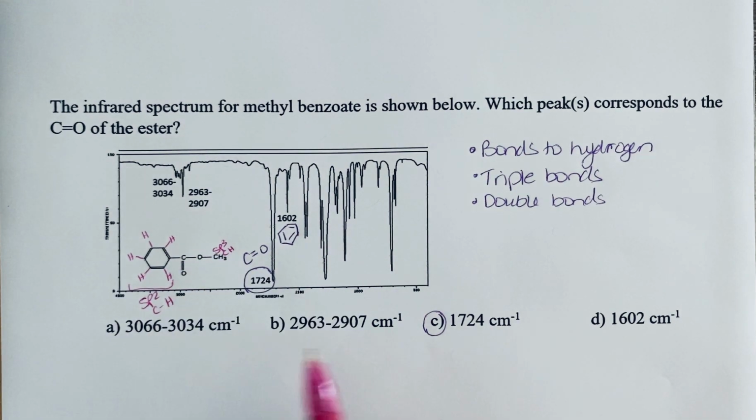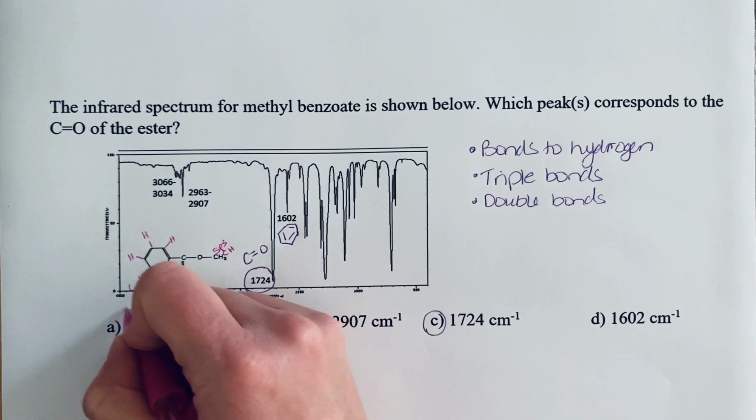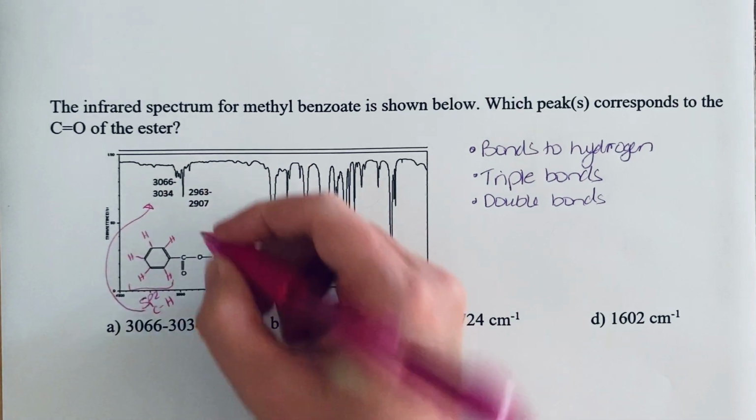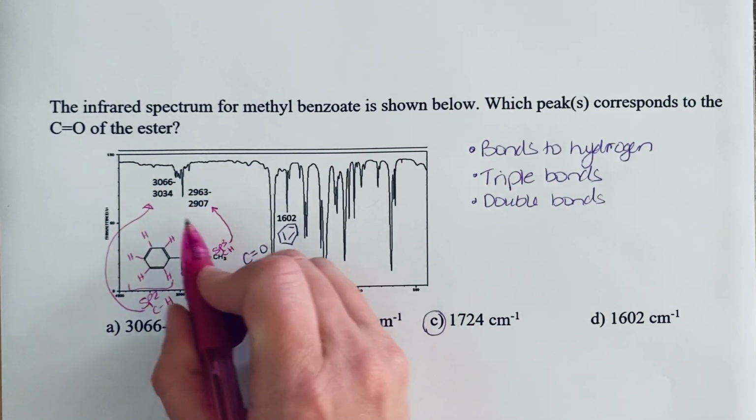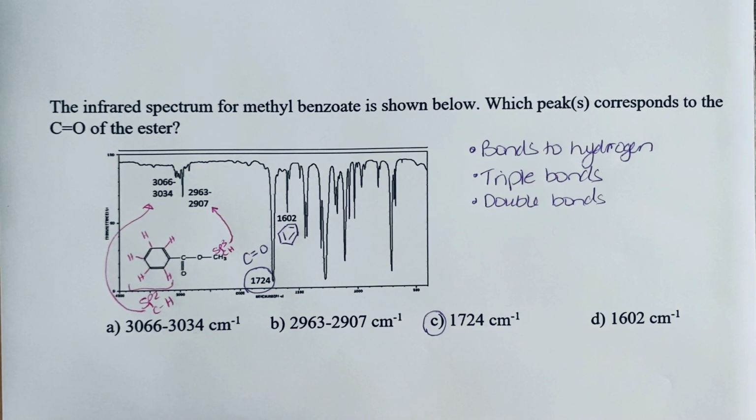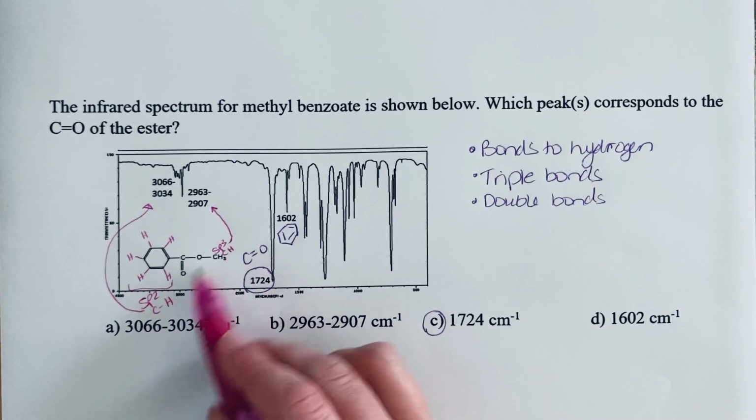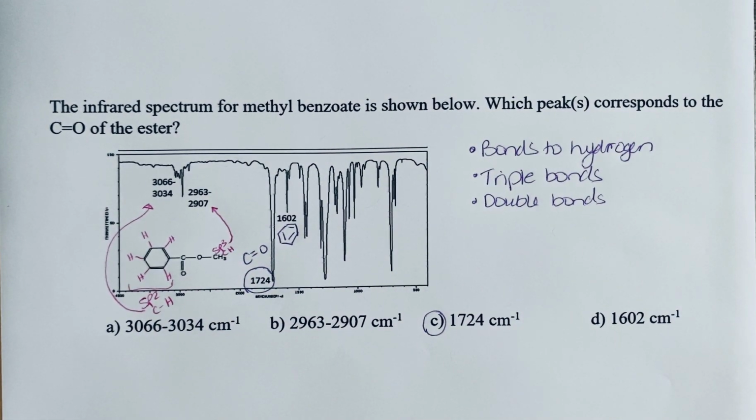Okay, so what we tend to see is that the sp2 carbon-hydrogen stretches are these ones that appear just above 3000, and the sp3 are these ones that appear just below 3000. Right, so 3000 is your dividing line between those two. Okay, so we've answered that.